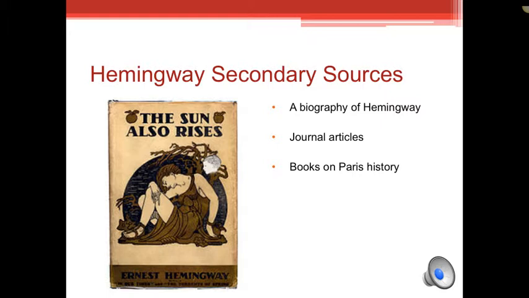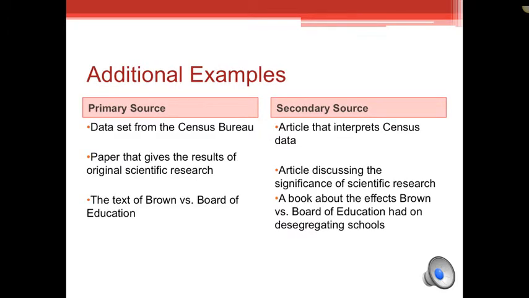In this example, the primary sources are all artifacts from either Hemingway or the time period in which he was writing the novel. The secondary sources are written after the fact and are at least one level removed from Hemingway and Paris of the 1920s. Let's look at some more examples. A data set from the Census Bureau would be considered a primary source, while an article that interpreted that data would be a secondary source.